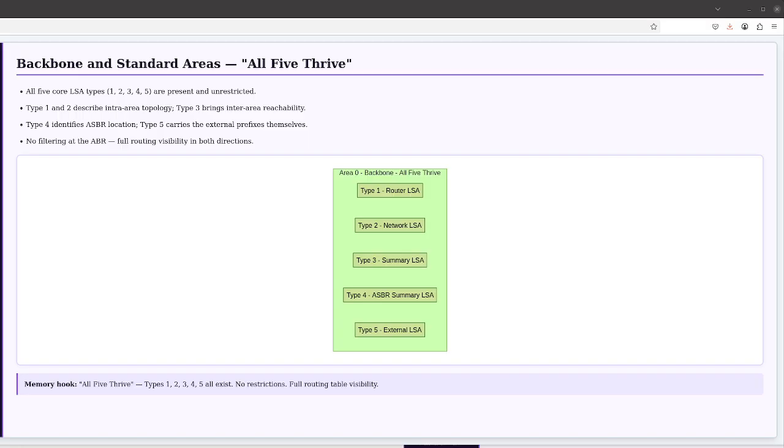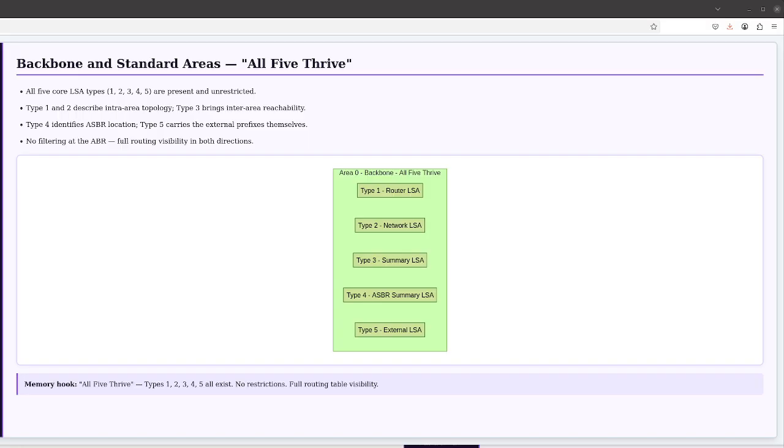The memory hook for backbone and standard areas is "all 5 thrive." All 5 LSA types are present and active. There are no restrictions, no filters, no blocking. Any router in a standard area has full visibility into inter-area routes and external routes through the complete set of LSA types.